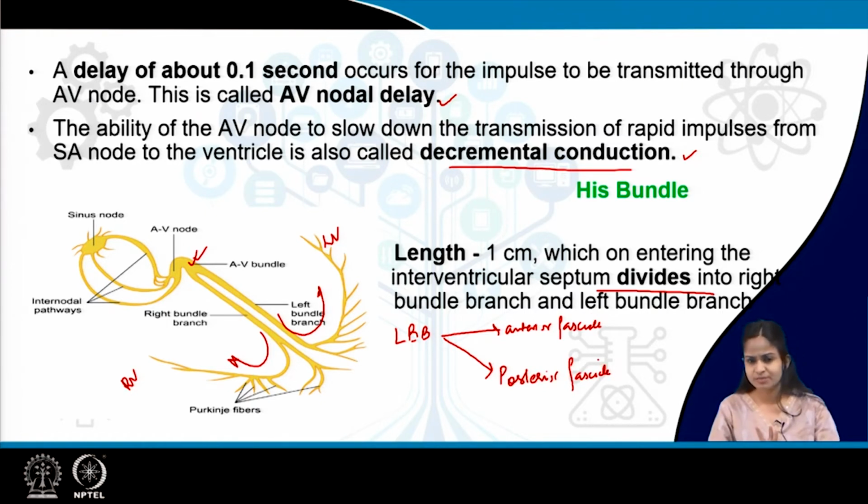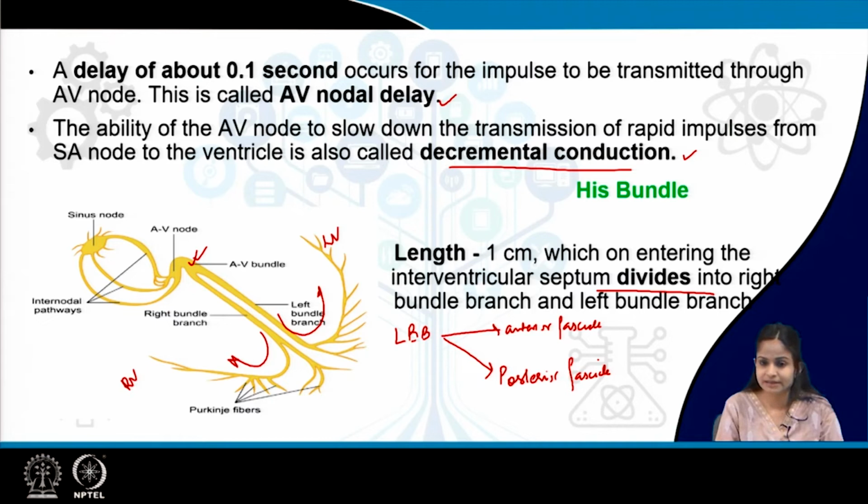It gives an anterior branch and a posterior branch. Now the right bundle branch, as I told you, usually supplies the right ventricle, whereas the left bundle branch usually supplies the anterior fascicle, which supplies the anterior part of the left ventricle, and the posterolateral portion of the left ventricle is supplied by the posterior branch of the left bundle branch.